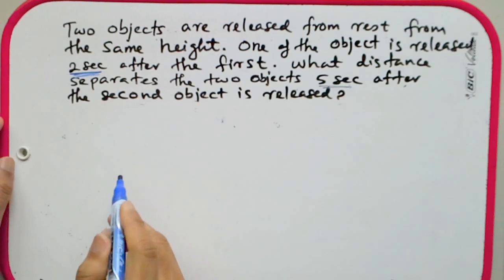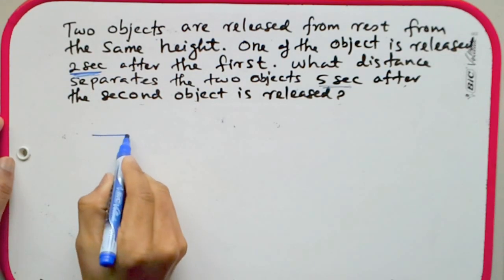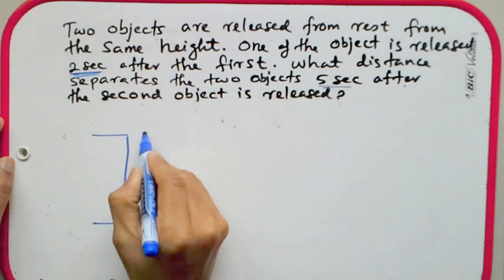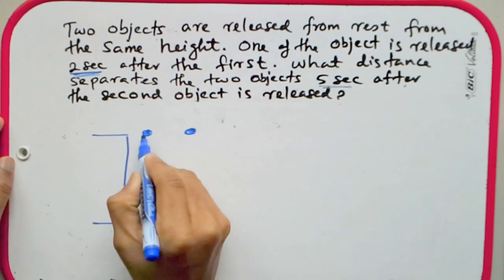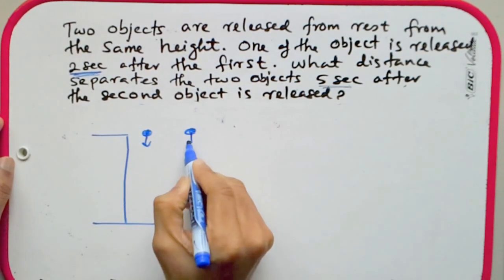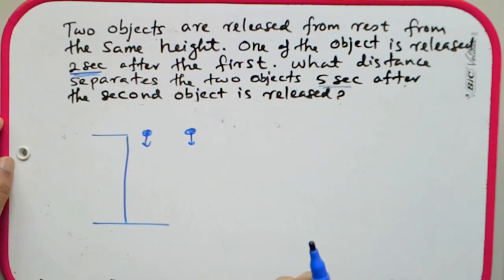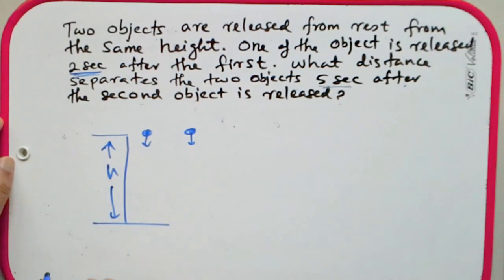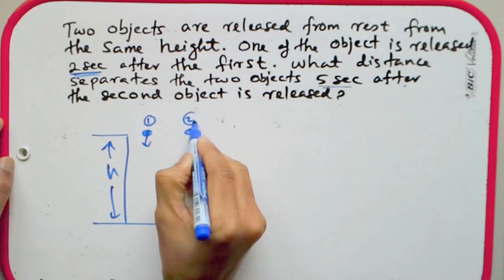So let me summarize the problem. The problem is like this. You release two objects from the same height. Okay, you release means you drop, meaning the initial speed is 0. So let's say this is my first object and the second object.